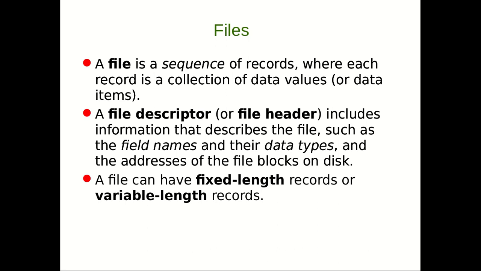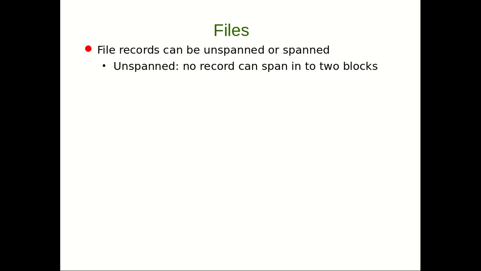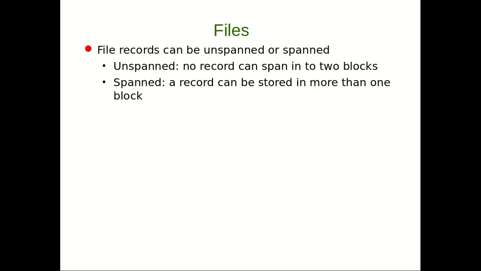A file can have fixed length records or variable length records. A file can also be spanned or unspanned, which we have seen in the last lecture. Unspanned means no record can span two blocks. Spanned means a record can be stored in more than one block.